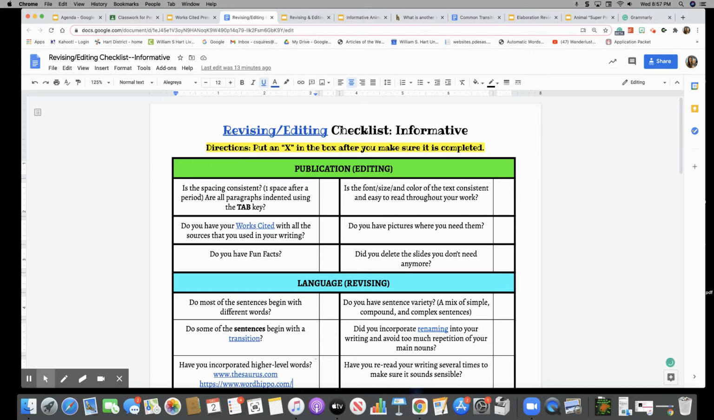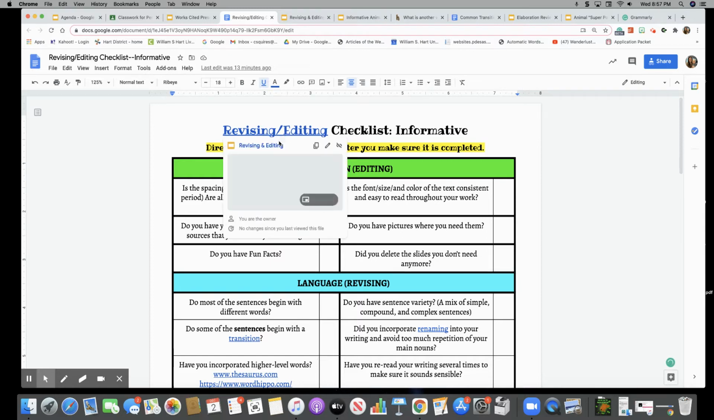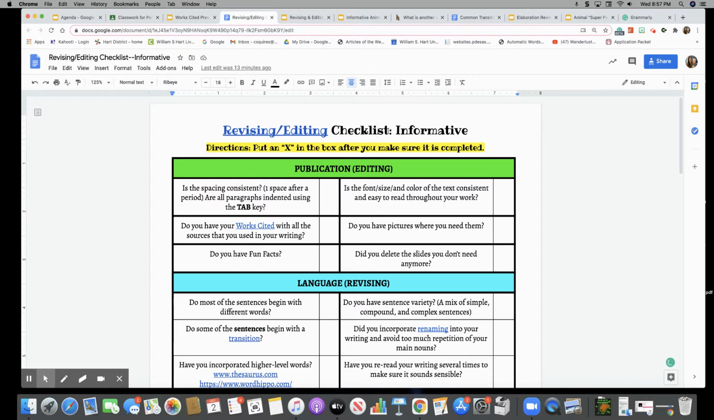So let's take a look at this checklist so that you know how to complete it. Right here, I actually just have a link to my presentation just to make it a little bit easier to access. And what I would like you to do is to simply put an X in these boxes once you have completed each thing. Some of these will just take you a few seconds. Others will take you a little bit more time to go through. So let's take a look at publication, which is part of editing.